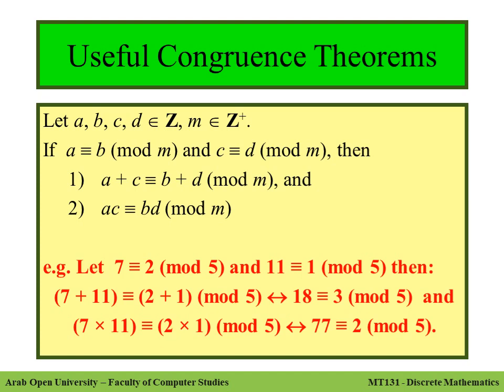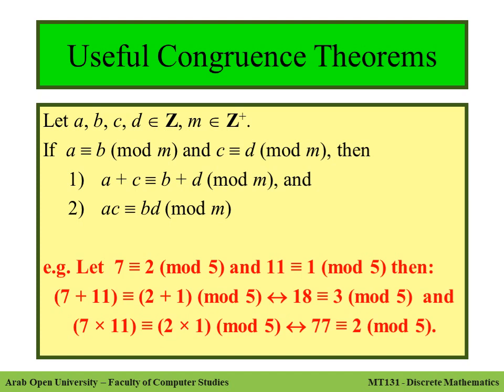We have two formulas that we will use. Here A, B, C, D are all integers. M is a positive integer. M is the positive integer that defines the congruence. If A is congruent to B mod M and C is congruent to D mod M, the same M, then we have two rules. If you take the sum of the left-hand side, it will be congruent to the sum of the right-hand side. A plus C will be congruent to B plus D, mod the same M.